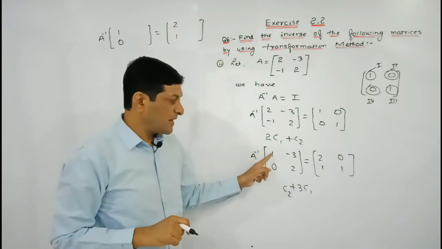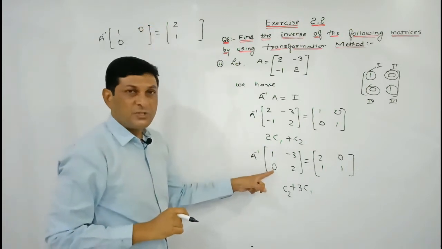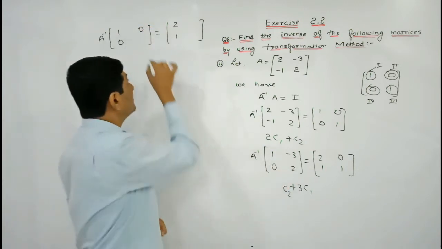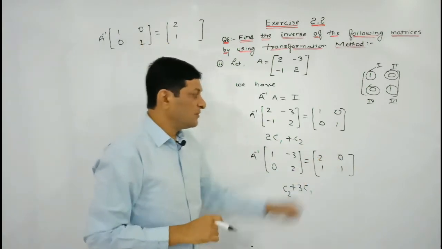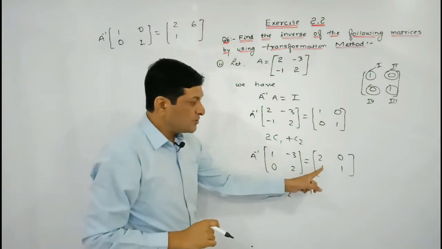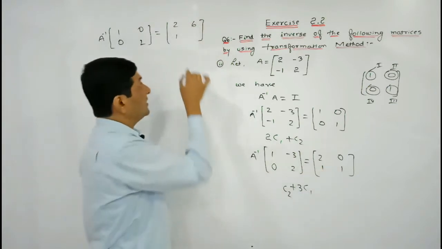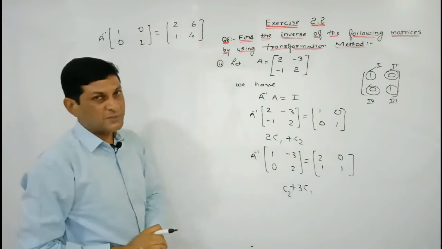So 3 multiply by 3, 3 minus 3 will become 0. Multiply by 3, 0. 0 plus 2 will be equal to 2. Multiply by 3, what will we get? 6. 6 plus 0 will be equal to 6. Multiply by 3, so 3 into 1 is 3, 3 plus 1 will be equal to what? 4. In this way, we have performed this operation on the element of second column.